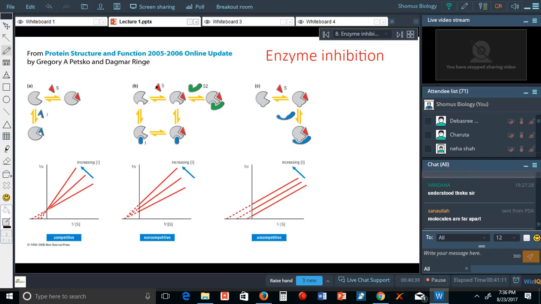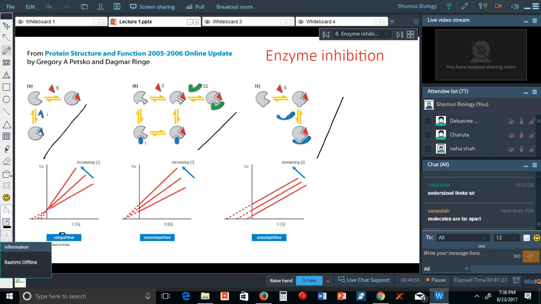One type of inhibition is known as competitive inhibition, the second type is non-competitive, and the third one is uncompetitive. These are the three types that we generally talk about here. In all these three types of inhibition, the scenario is completely separate.